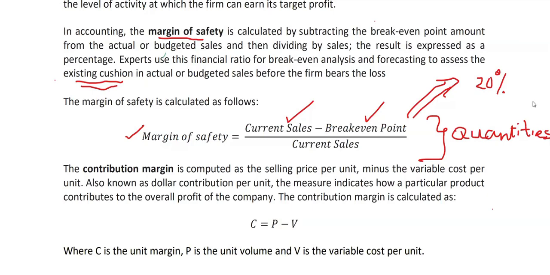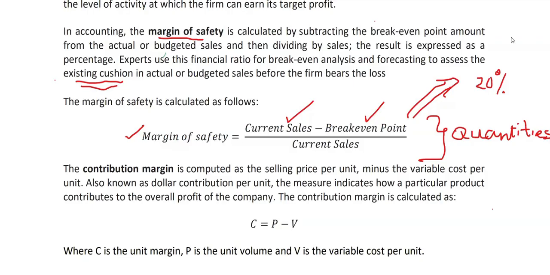So that's what the margin of safety is. It's like the buffer. It's the cushion that your current sales provide you over and above your break-even point. So if the margin of safety is 20%, it means that the company has a cushion or buffer in its current sales. Its current sales provides it with a buffer or cushion of 20% above the break-even point. You get the point, guys?